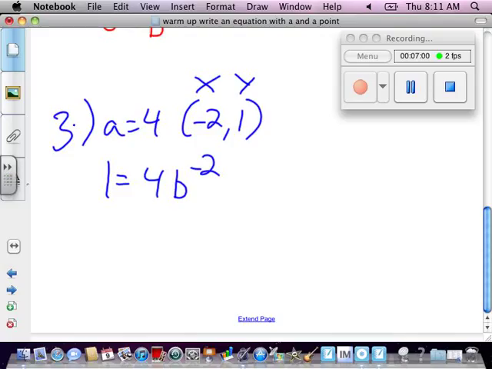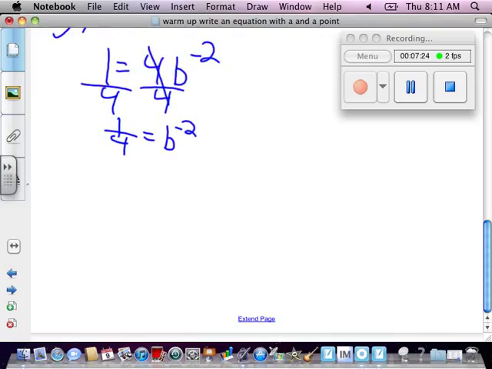Okay, I need b by itself. So what's the first step I can do? Divide by 4. These cancel, and I get 1/4 equals b to the negative 2. Uh-oh. Yeah, but it's a negative. So I heard it. We flip it. Reciprocal. Good.